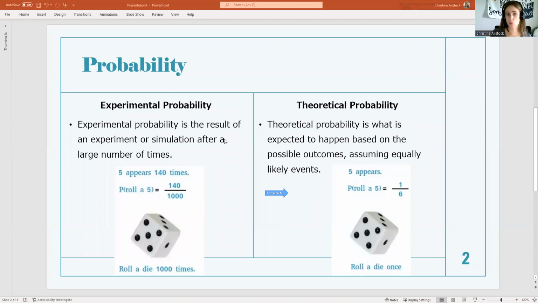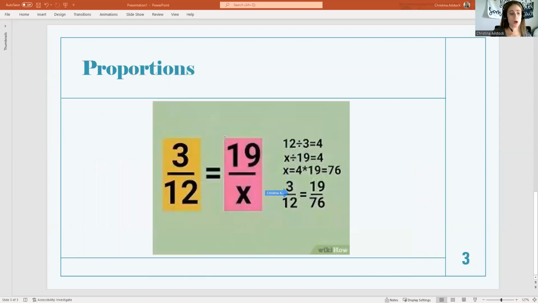When we are working with making predictions, one of the things that is needed is taking the probability that we're given and setting up a proportion. So let's quickly review proportions, and then we'll put both of these concepts together in a moment. So remember, when you have a proportion, that's when we have two different ratios, typically written in fraction form, and they are equal to each other. So in this case, we have 3/12 is equal to 19 over x.